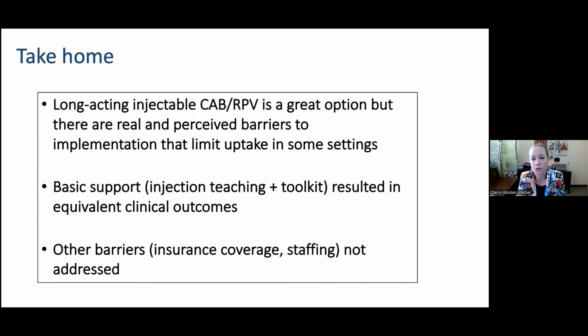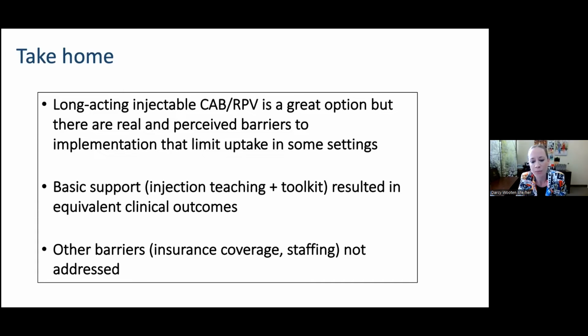I think that's because there's both real barriers, but there's also perceived barriers to how much effort this takes to roll out. I think what this study shows us is that this kind of basic support is pretty good, just as good as the enhanced support in terms of rolling this out. Of course, with the caveat that it takes place in Europe, which has a totally different healthcare system and insurance coverage.